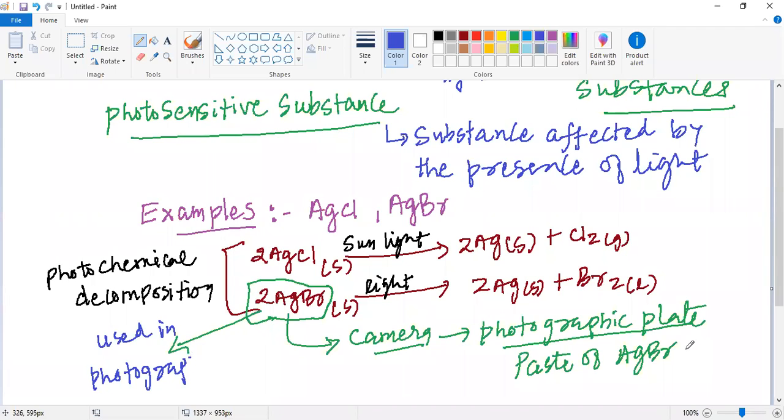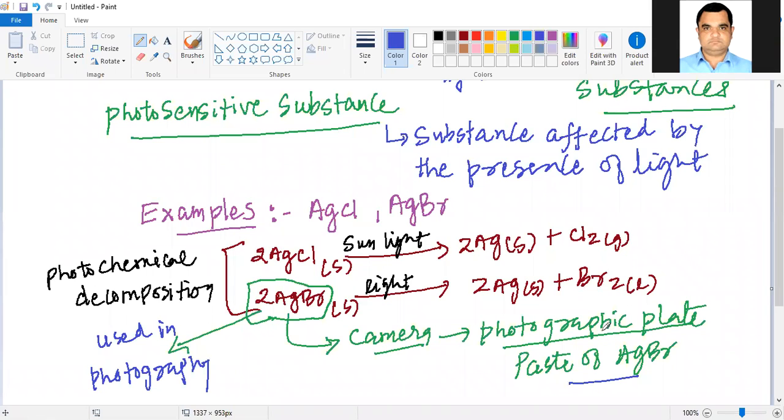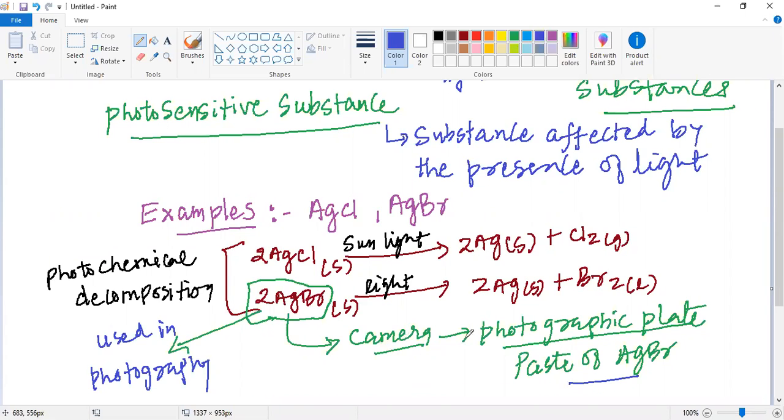So when you click the camera, the light falls on AgBr. AgBr turns into silver and bromine, and this is how we get the negative of the photograph, which is developed later to give us the exact photograph.